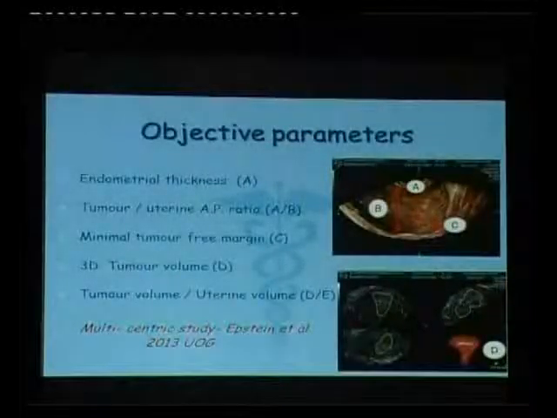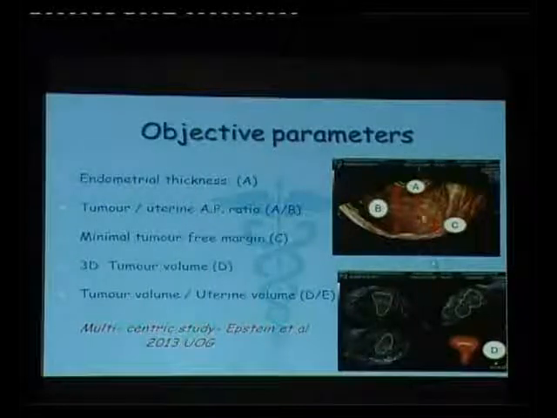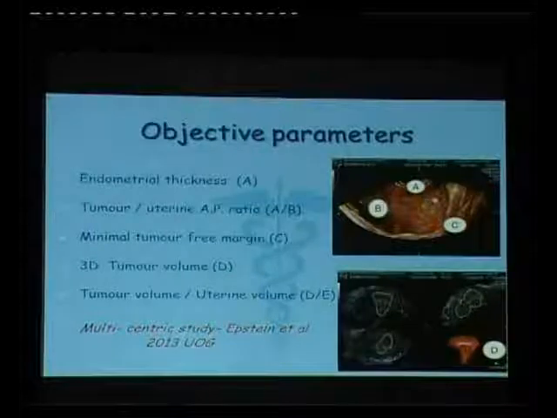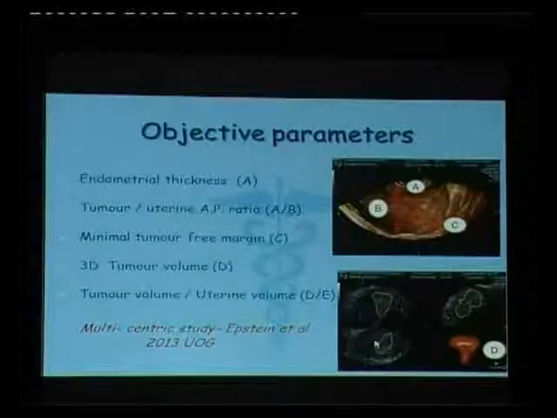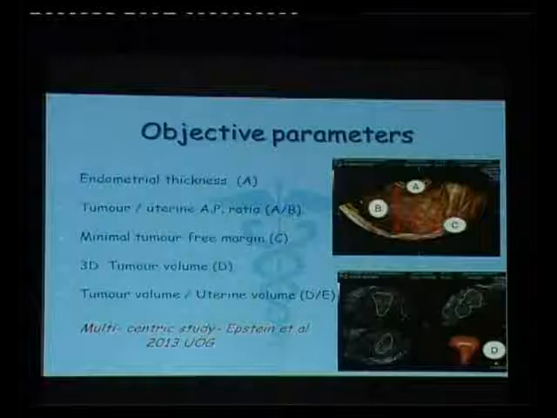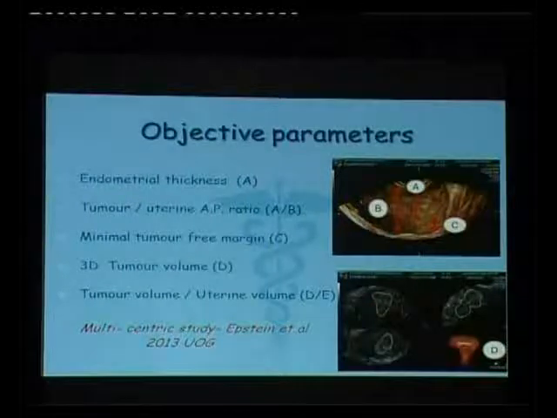Now, the objective parameters suggested are that you need to take the endometrial thickness, as you can see here, and also the ratio between the tumor and the AP diameter of the uterus. Then you have to evaluate the minimal tumor-free margin, and you can even use the 3D tumor volume as well as the volume of the uterus and take the ratio between them. So these are the various parameters which objectively tell us about invasion of the myometrium.